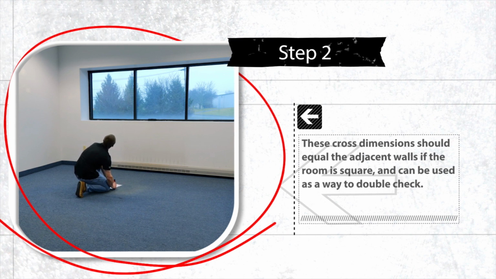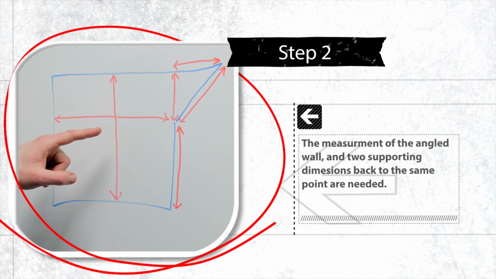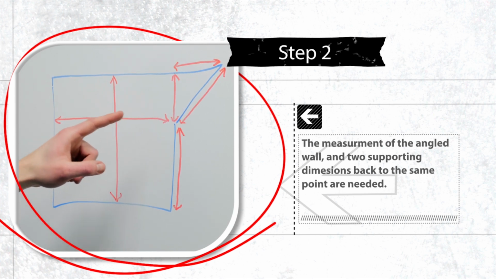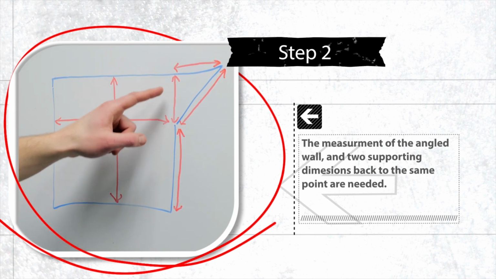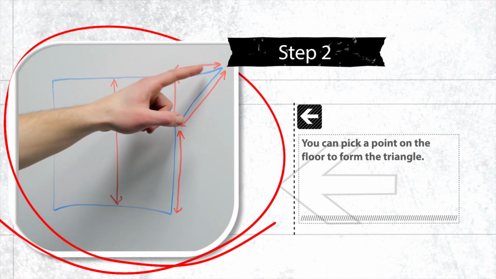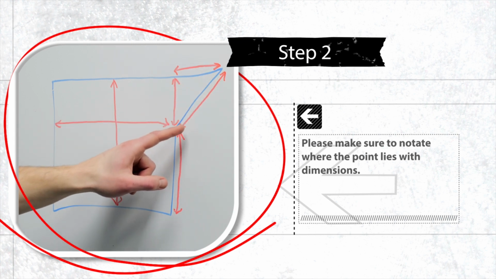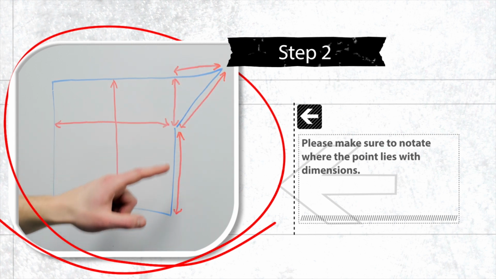When there is an angled wall in a stockroom, we will need a few extra dimensions to help form a triangle to calculate the angle. The measurement of the angled wall and 2 supporting dimensions back to the same point are needed. You can pick a point on the floor to form the triangle. Please make sure to notate where the point lies with dimensions.